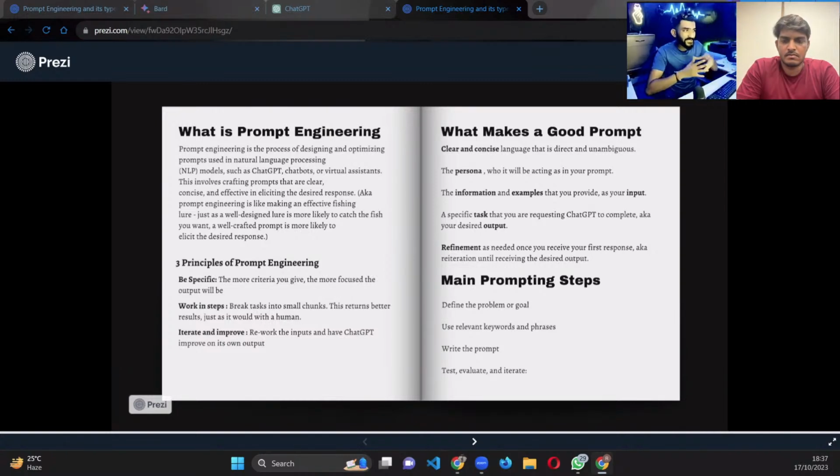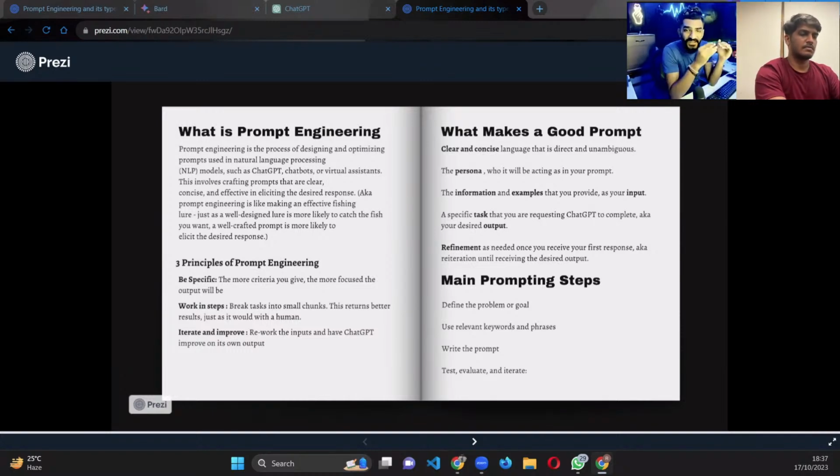Okay. So basically, there are three major principles of prompt engineering. The principles are: be specific. The first principle, you have to be specific with your questions. Whatever you are going to ask, please be specific. Don't go around telling stories. No stories and nothing. Be specific. Second thing is work in step by step form.